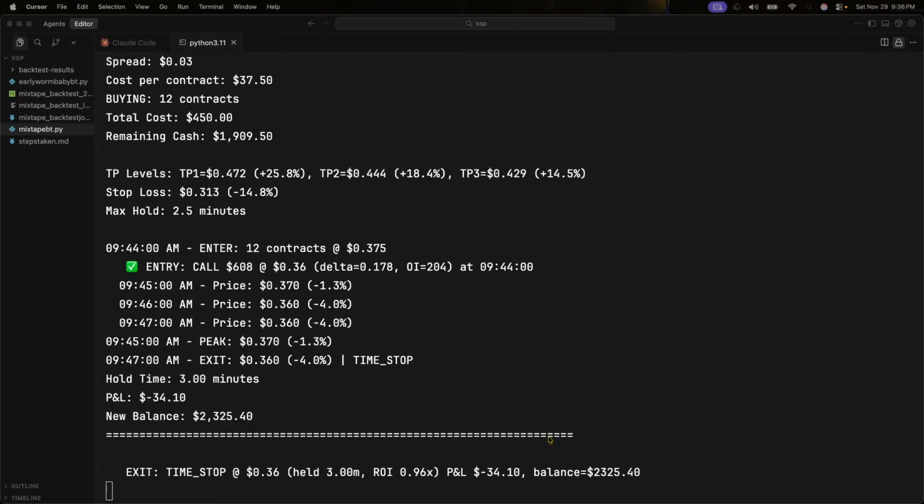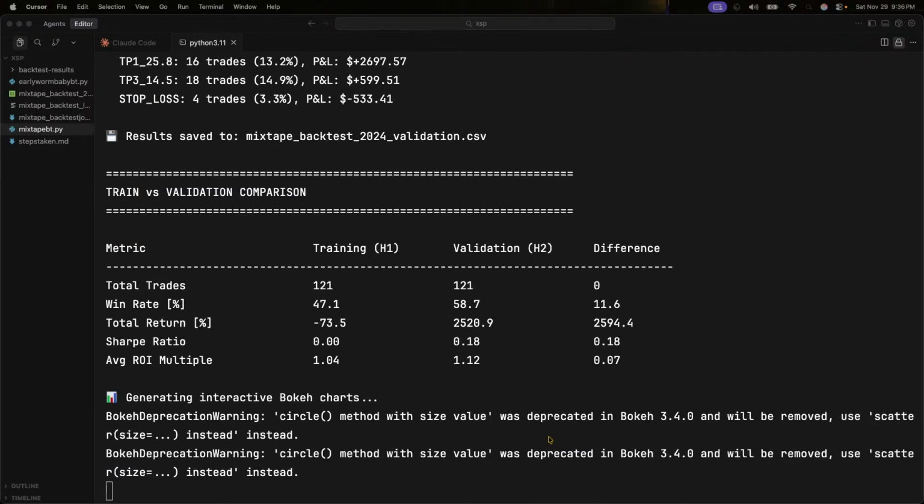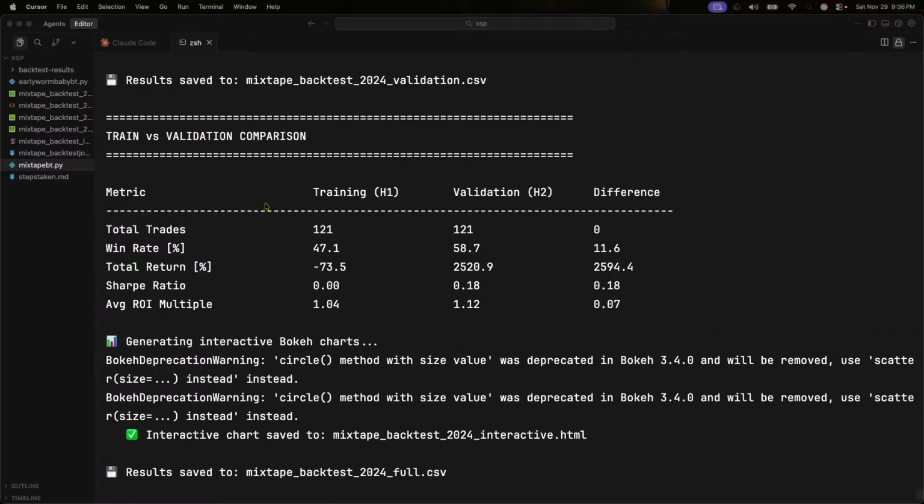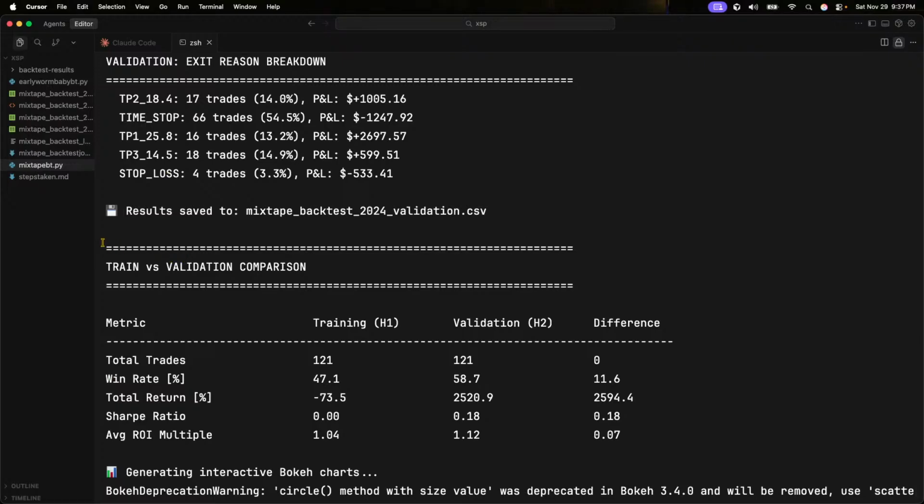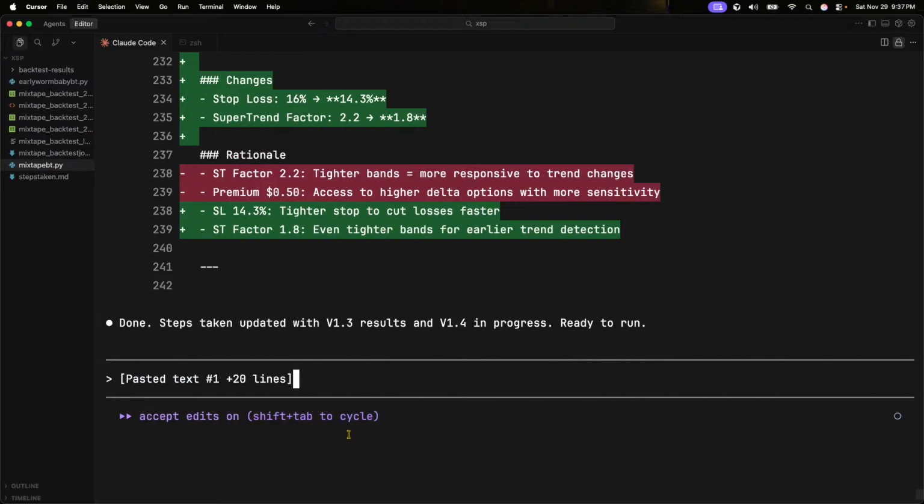Maybe 1.8 is the vibes. Maybe 2.2 is the vibes. Yeah, 2.2 is the vibes. 2.2 is the vibes, y'all. I'm gonna keep the stop loss where it's at. I ain't gonna hold you. But I need to move the profit factor, or the super trend factor, back to 2.2.